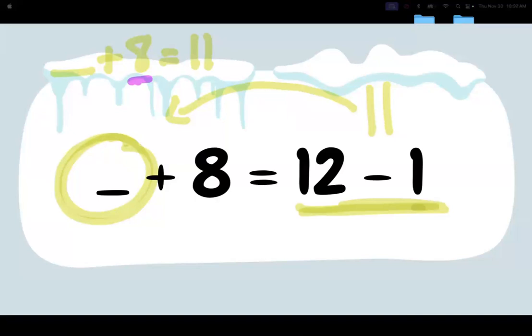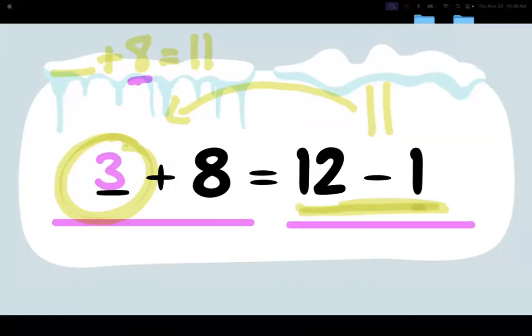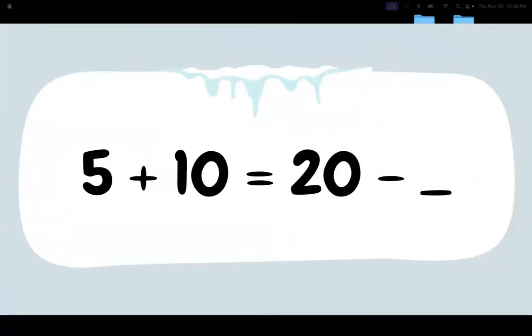I'm pretty sure it's 3. Yep, 12 minus 1 equals 11, and 3 plus 8 equals 11. You're seeing this is one equation and this is the other. Like we talked about yesterday, you want to see it as 2 separate equations and they have to equal. Good job, Jonah. Okay, let's try it again.